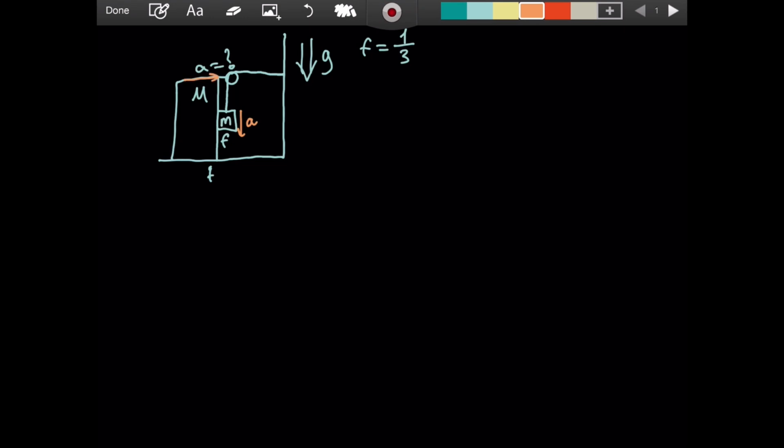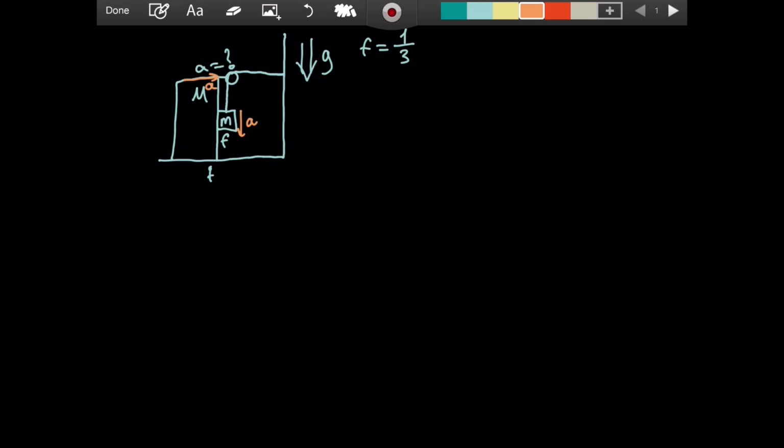But also, I know one other thing. I know that the length of the rope should be conserved. So, how much it decreases in one side, it should be compensated by the increment in the other side. Which means that this acceleration is also A.